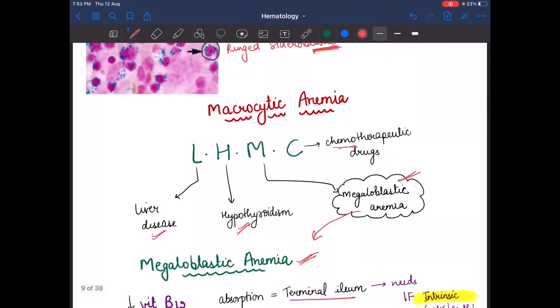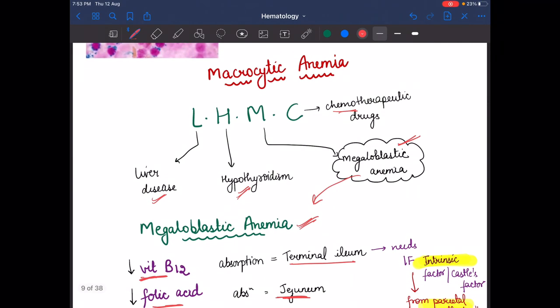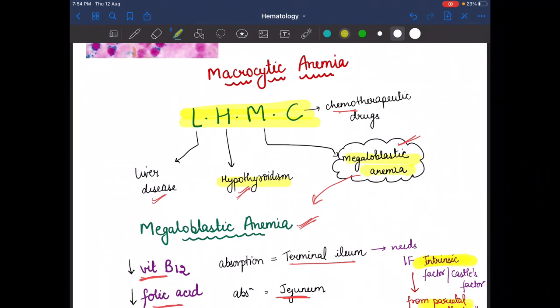Now let's move to macrocytic anemia. As we have the trick SITA for microcytic anemia, for macrocytic anemia we also have a mnemonic, that is Lady Hardinge Medical College, that is LHMC. L stands for liver disease, H stands for hypothyroidism, M stands for megaloblastic anemia, and C stands for chemotherapeutic drugs.